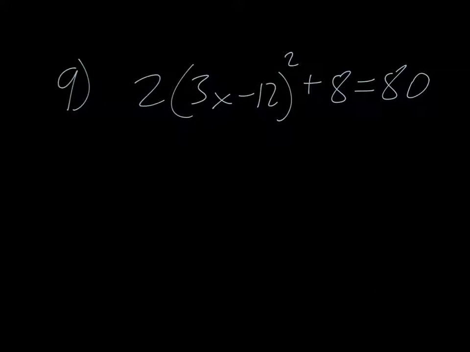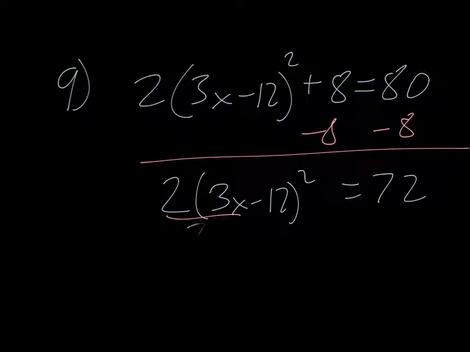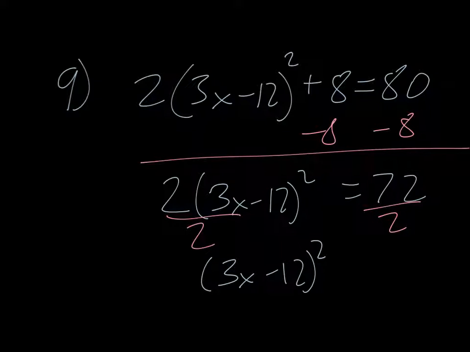Alright, this one we need to solve using square roots, but before we do any square rooting, we gotta get the parentheses by itself. So I add minus 8 from both sides. Now I'm going to divide both sides by 2, and that gives me my parentheses now by themselves.